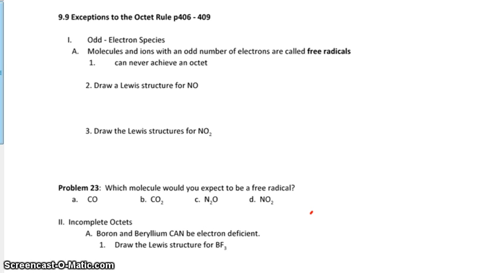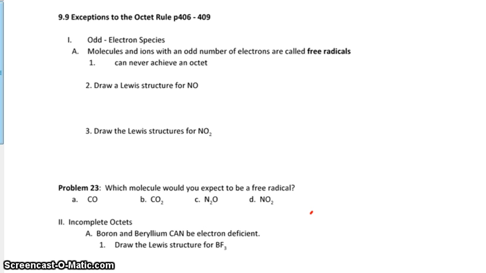We already talked about one of the exceptions, and that would be hydrogen. Hydrogen has what's called a duet. Hydrogen will never have an octet, so we already know there's something out there that not every element is going to adhere to the octet rule. In this section we're going to learn about some of the other ones.